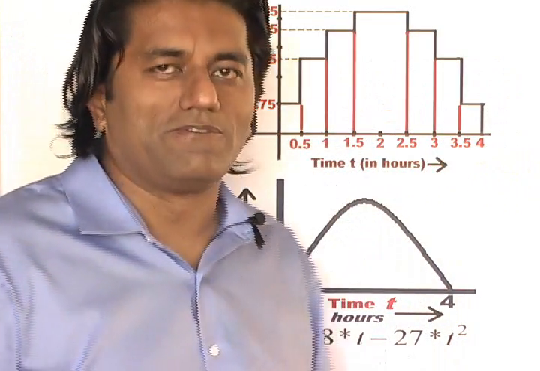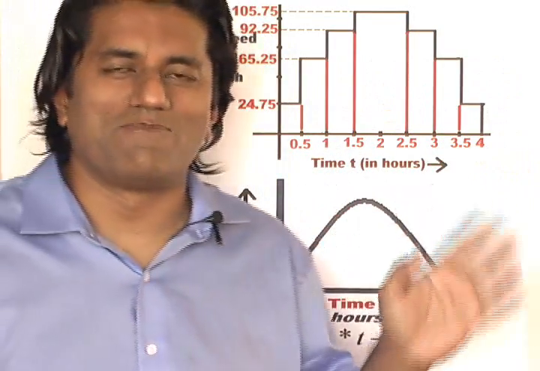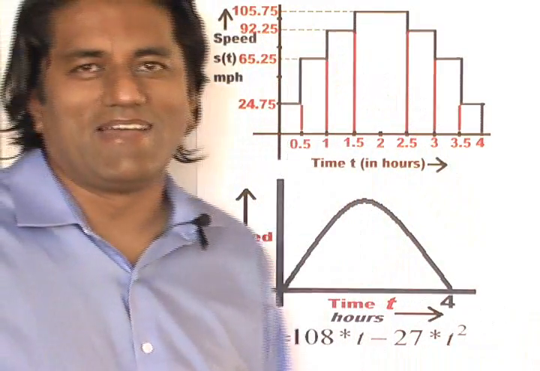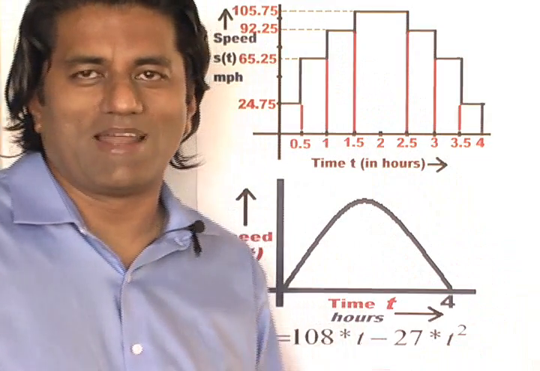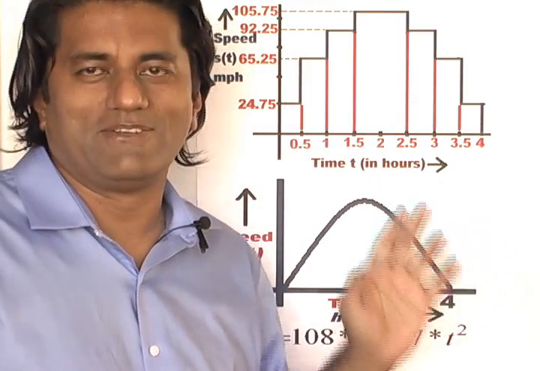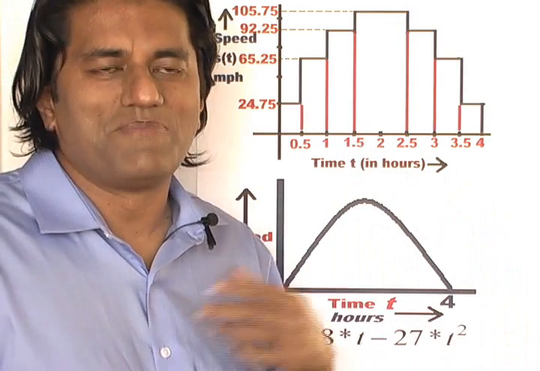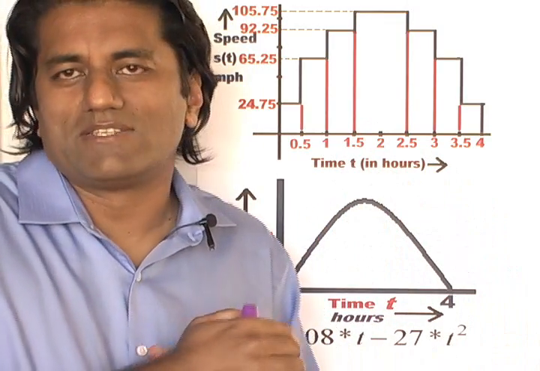So I look at this plot, and the first thing I tell you is that you should not be doing 105. That's way too fast. So I'm glad that nothing bad happened, but don't do it again. And then I start calculating how much distance you traveled.